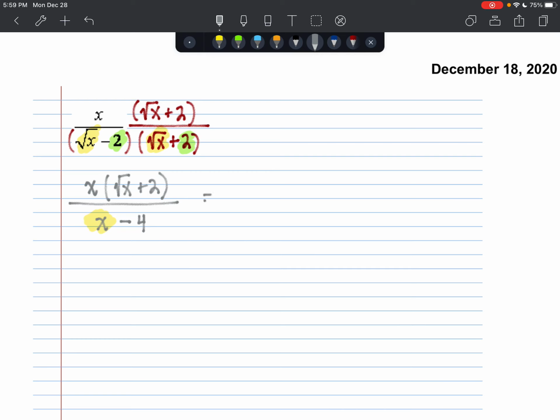So our answer is x times the quantity, the square root of x plus 2, all over x minus 4. Nothing cancels out because this x minus 4 is a binomial. It's connected. And the only things that cancel out are common factors, and x minus 4 doesn't have a common factor of x minus 4 in the numerator.